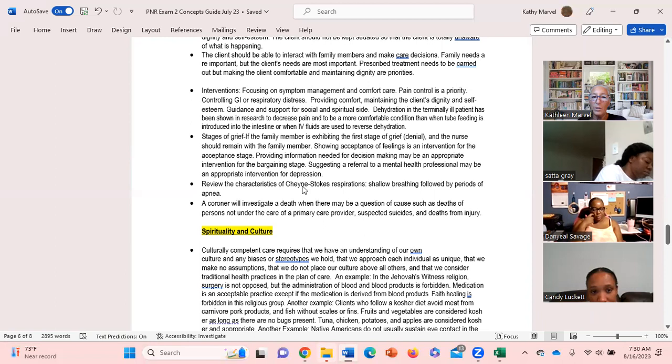And then your Cheyne-Stokes respirations. That's typically at the very end. What does that look like? Slow breathing followed by periods of apnea. That's important for the hospice nurse.